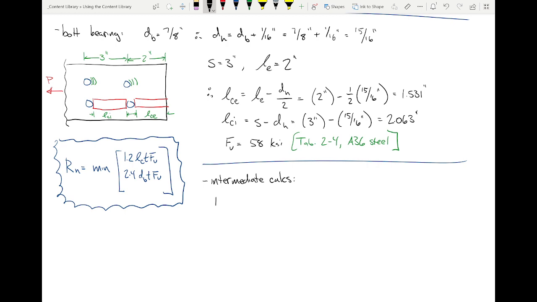So I'm going to do 1.2 LCE TFU. Was this a 1/2 inch thick plate? Yes, it was. And so what do we get for this? We'll say to 1 decimal place. This is good enough.